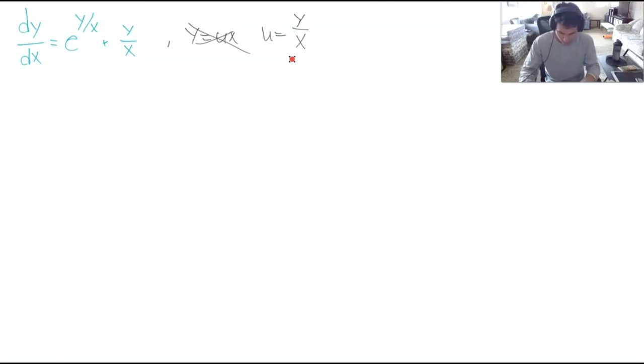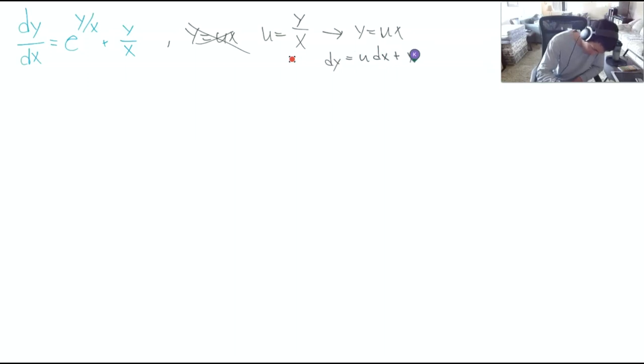But before we do that, let's write this as y is equal to ux. The reason why I went back to this is because I want to find dy this way. The easiest trick is I just remember this: dy is equal to u dx plus x du. And then when we divide, we get dy dx is equal to u plus x du dx.